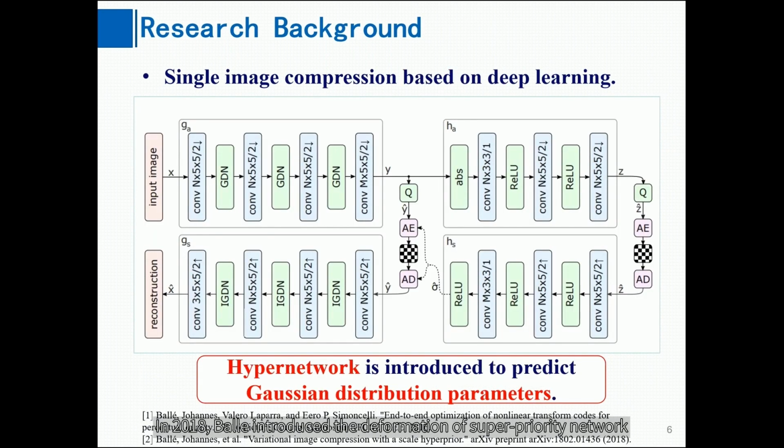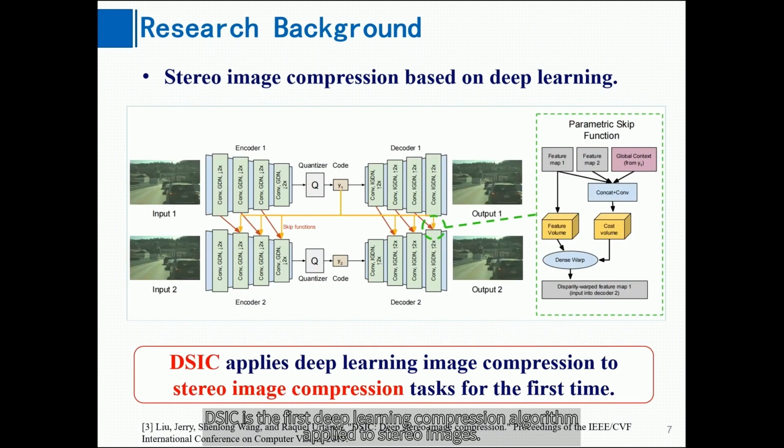In 2018, Ballé introduced the scale hyperprior network to predict distribution parameters for the Gaussian probability model. DSIC is the first deep learning compression algorithm applied to stereo images. It transfers the left eye information to the right eye through the feature domain and uses volume convolution to guide coding, with pretty high calculation cost.